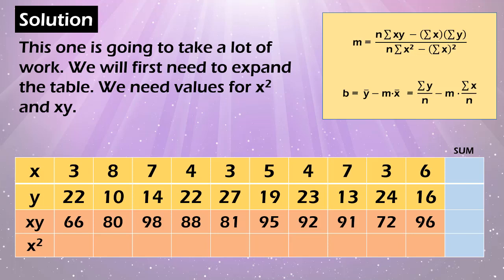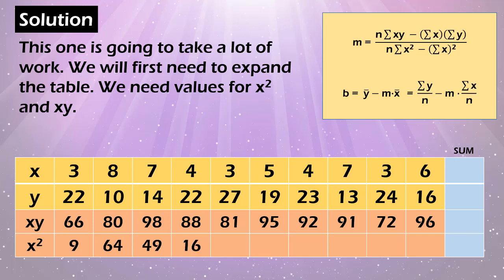Then we'll compute all of our x squareds. So the first x is 3, 3 squared is 9. Then we have 8, 8 squared is 64. 7 is our next x, square that and we get 49. When we square the x equal to 4, we get 16.